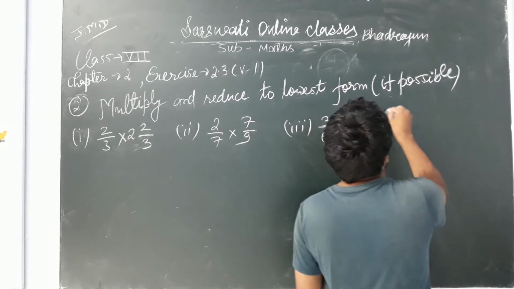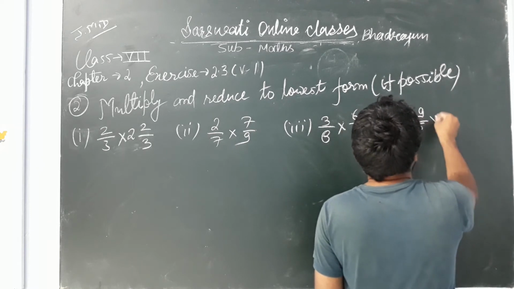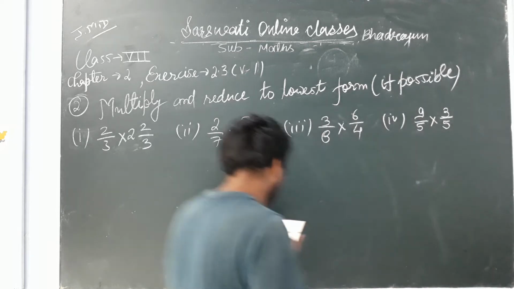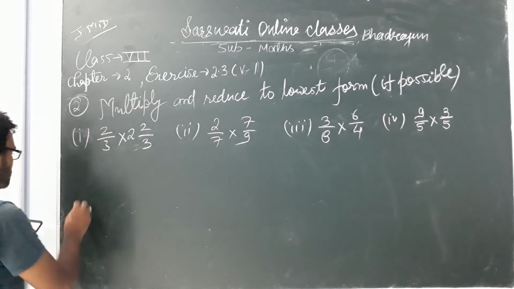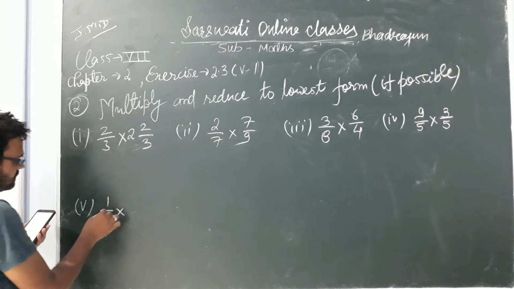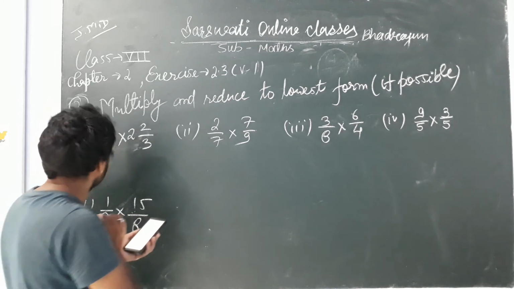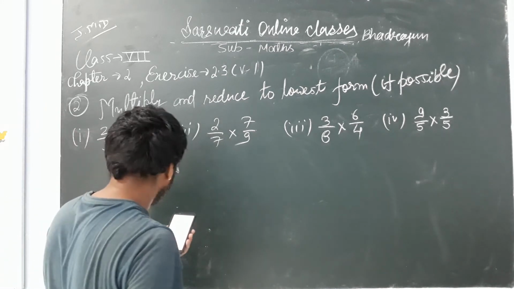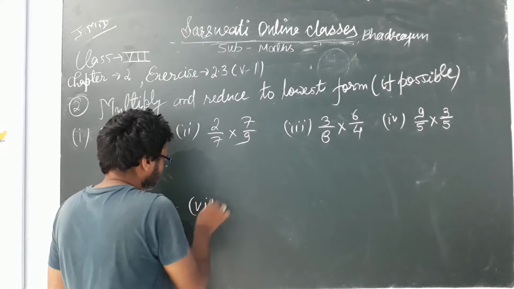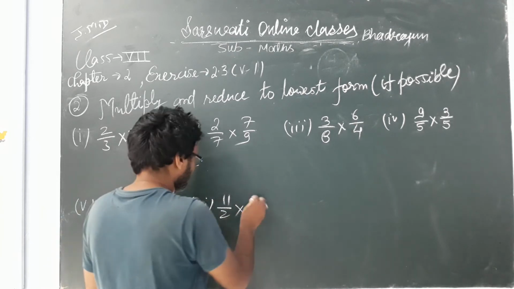Fourth one is 9 upon 5 multiplied with 3 upon 5. Fifth one is 1 upon 3 multiplied with 15 upon 8. Sixth one is 11 upon 2 multiplied with 3 upon 10.